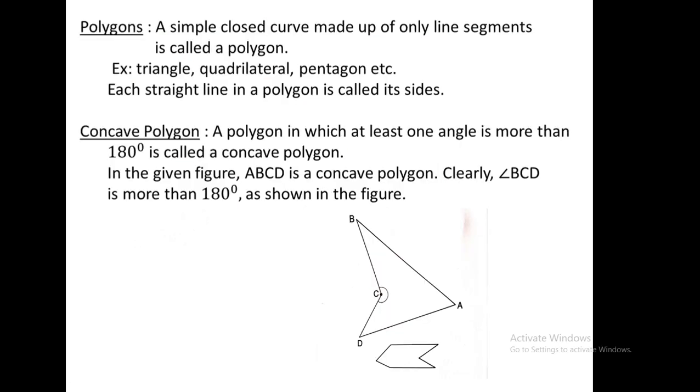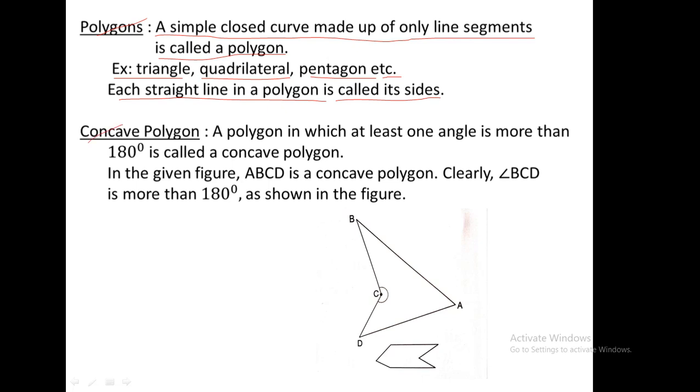Now we have to know what is polygon. So a simple closed curve made up of only line segments is called a polygon. For example, triangle, quadrilateral, pentagon, etc. are the examples of polygon. Now each straight line in a polygon is called its sides. Now we have to know what is concave polygon.